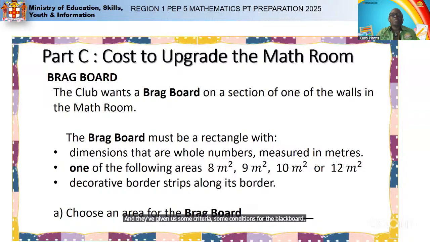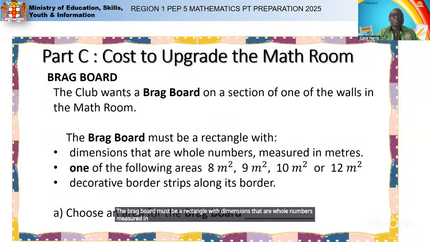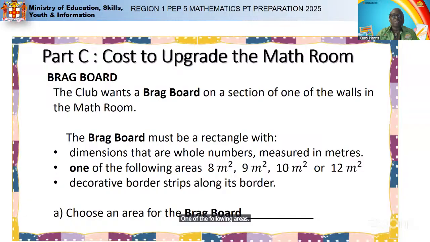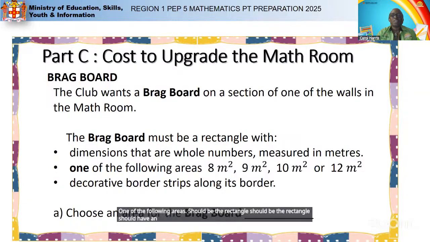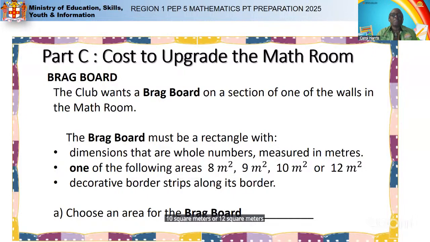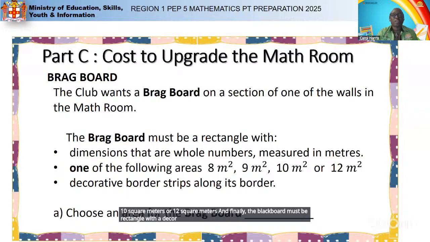The blackboard must be a rectangle with dimensions that are whole numbers measured in meters. The rectangle should have an area of one of these numbers: 8 square meters, 9 square meters, 10 square meters, or 12 square meters. And finally, the blackboard must be a rectangle with decorative border strips along its border.